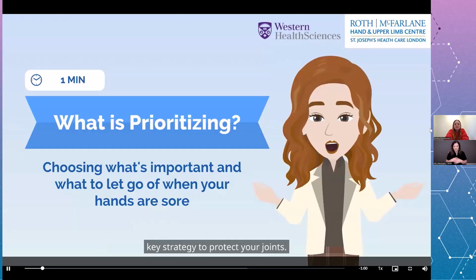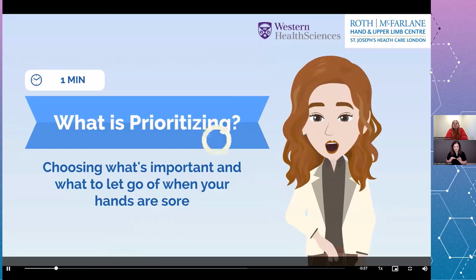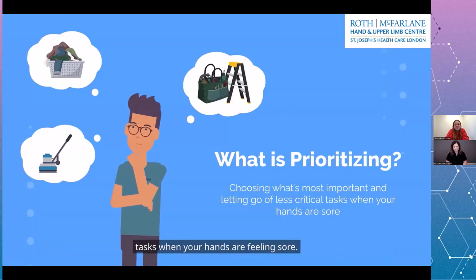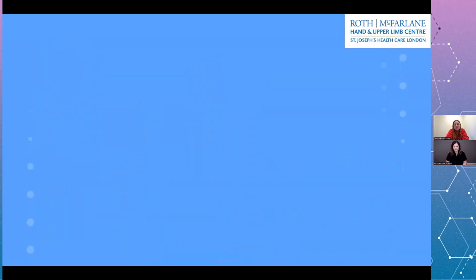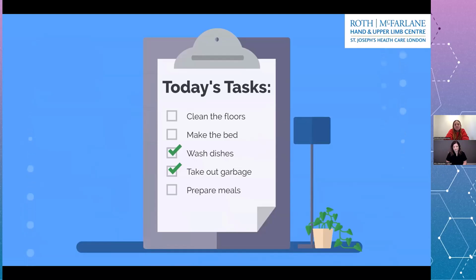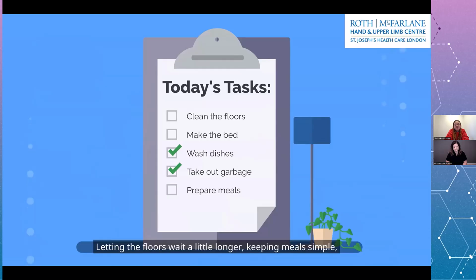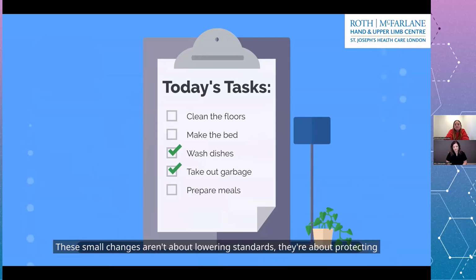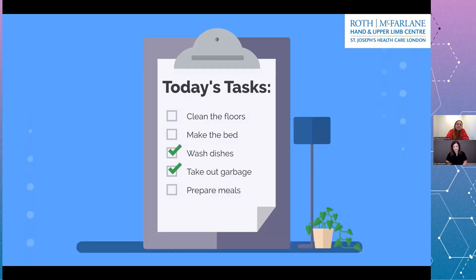Focus on prioritizing, the second key strategy to protect your joints. What is prioritizing? Prioritizing is about choosing what's most important and letting go of the less critical tasks when your hands are feeling sore. Some days, you might not be able to do everything on your to-do list, and that's okay. Prioritizing sometimes means choosing ease over strain. Letting the floors wait a little longer, keeping meals simple, or leaving the bed unmade can free up energy for the things that bring joy. These small changes aren't about lowering standards, they're about protecting your joints and giving yourself more space to enjoy the things that matter most.